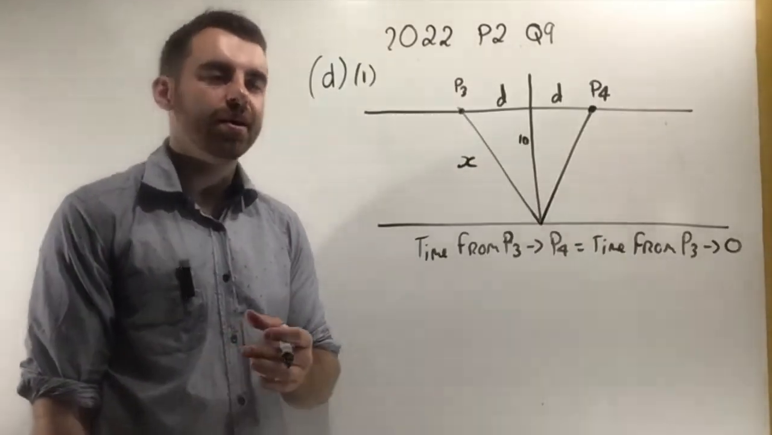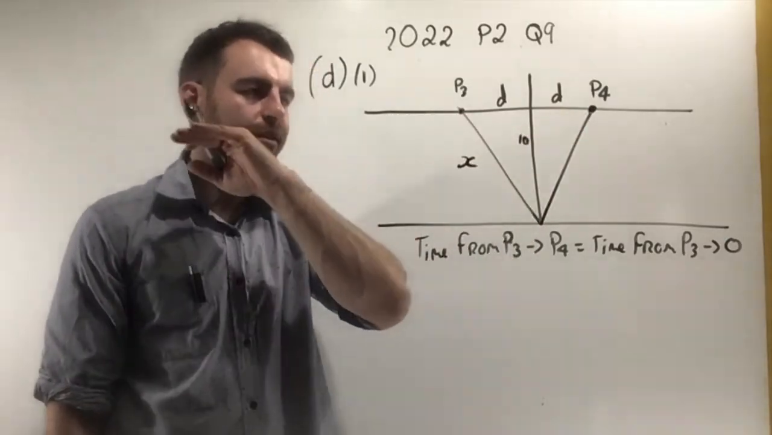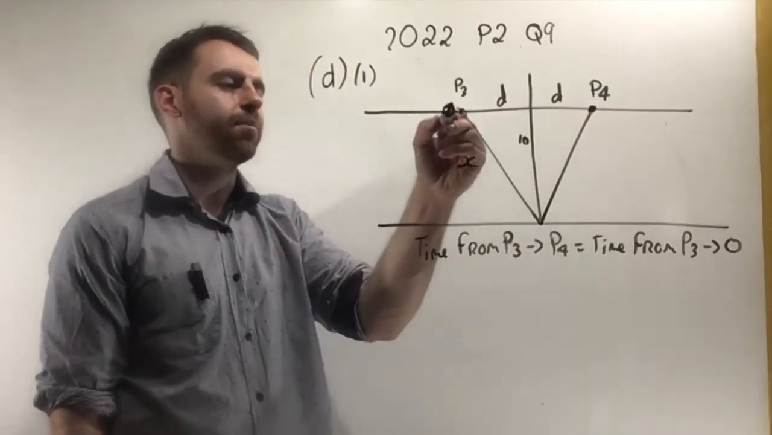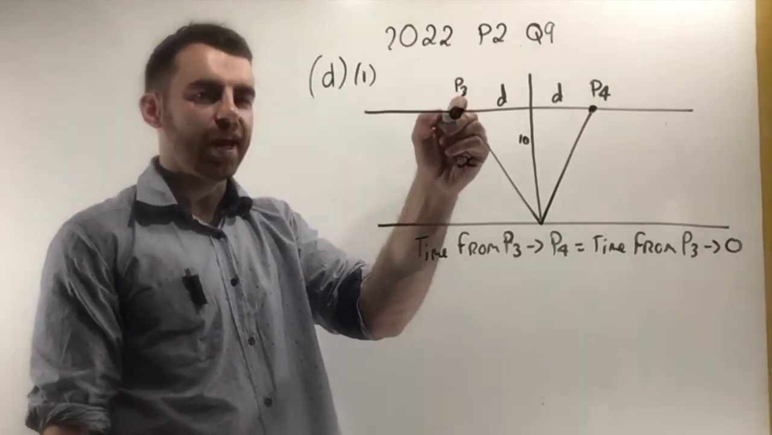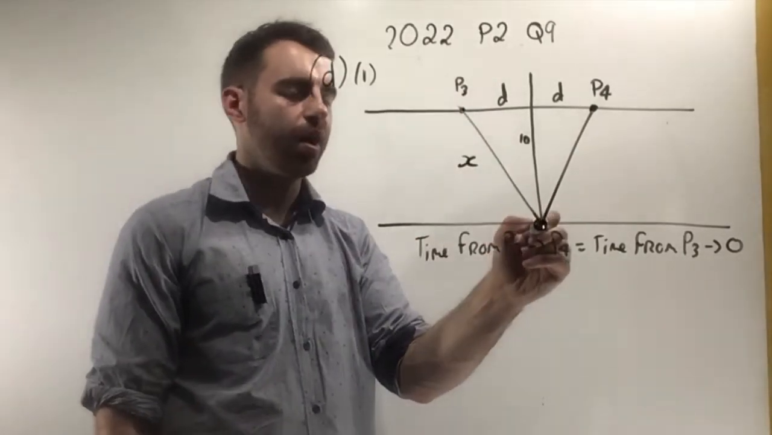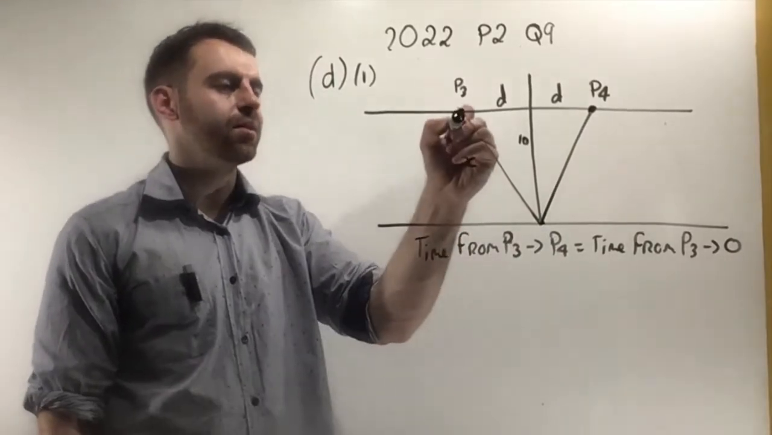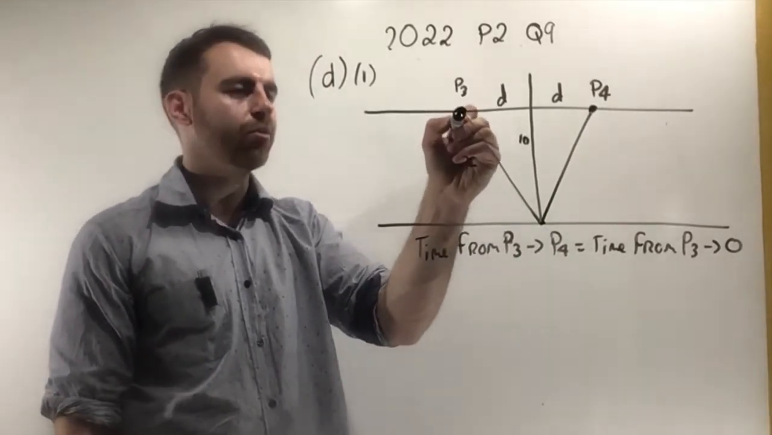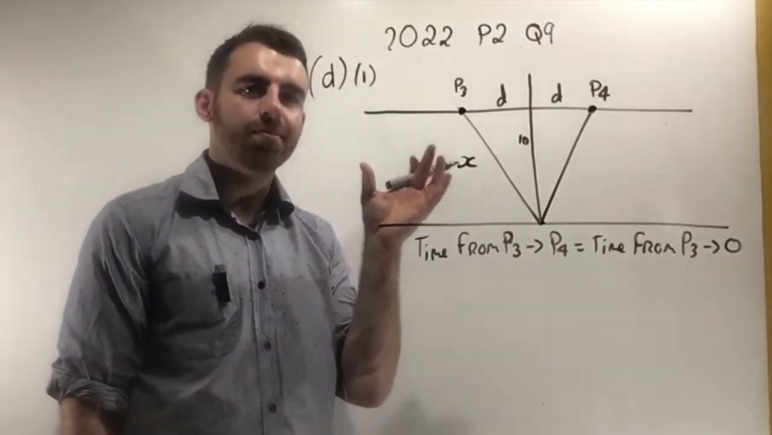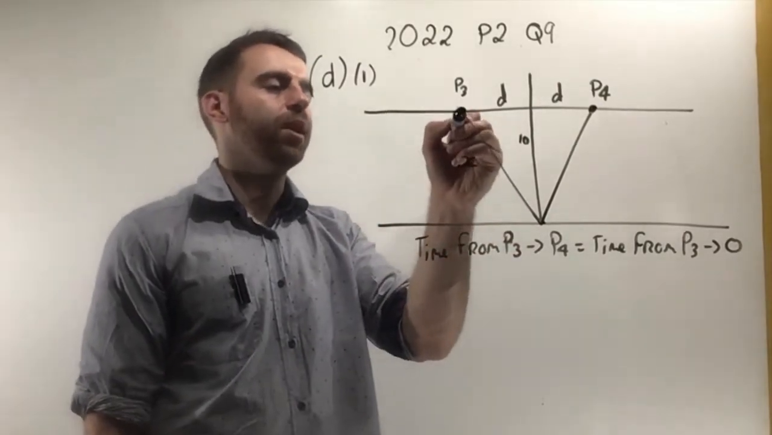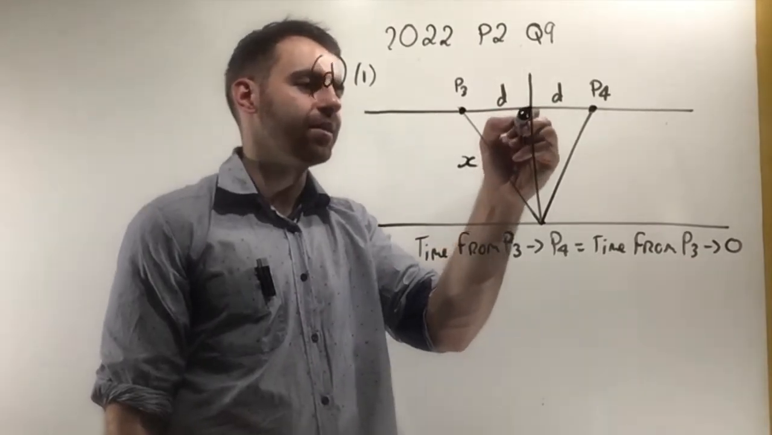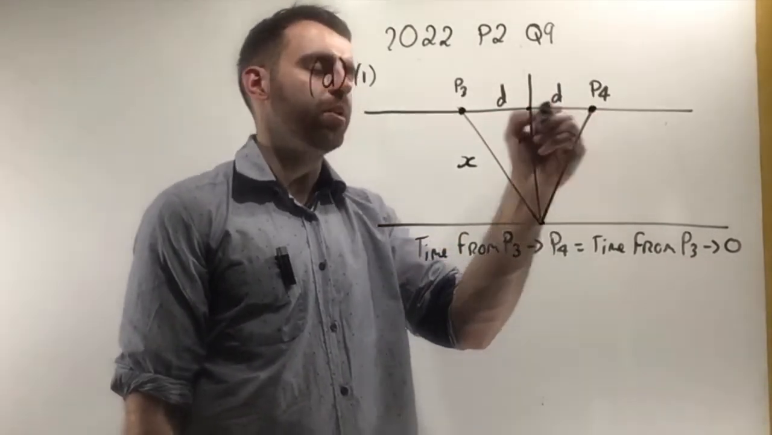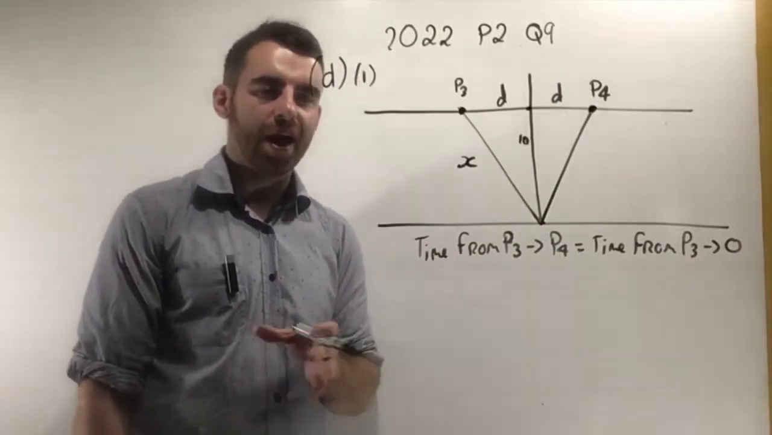Okay, in D part 1, we've got the same plane, we've got the same flight path, except this time, for P3, the time it takes for the sound of the plane to go from P3 to Oscar is the same as the time it takes from P3 to P4, but it's symmetrical this time. The distance from P3 to being directly above Oscar's head is d, as is the distance directly above Oscar's head to P4. So it's a symmetrical graph here.